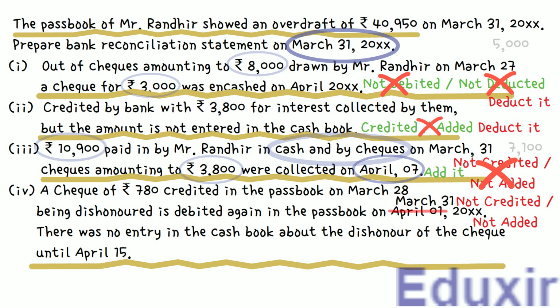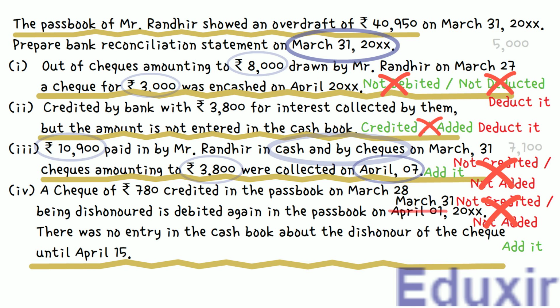But before depositing this check in the bank, the business would have debited this check amount in the cash book. As per the cash book, the check is successfully encashed, and as per the passbook, the check is dishonored. So obviously, there will be a difference between the business cash book and the bank passbook balances. So we need to add this check amount to the passbook balance to get the cash book balance.